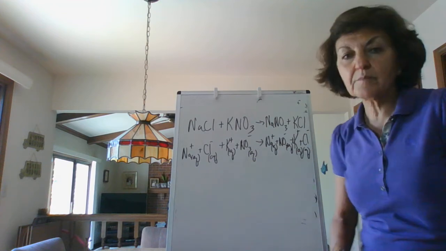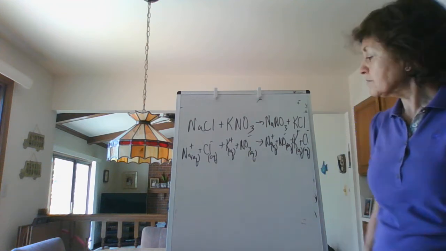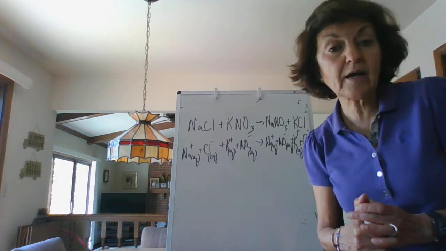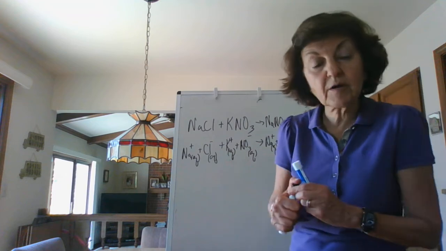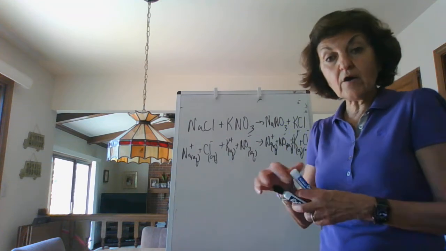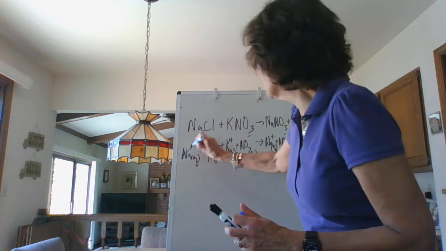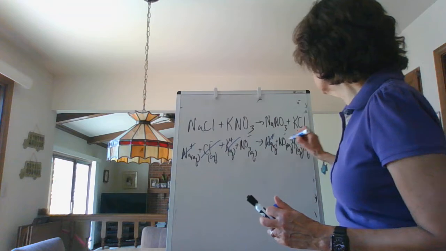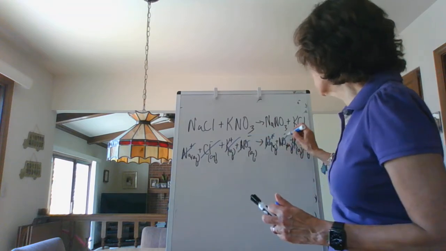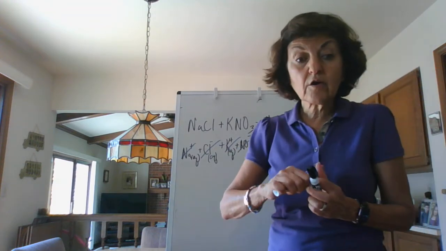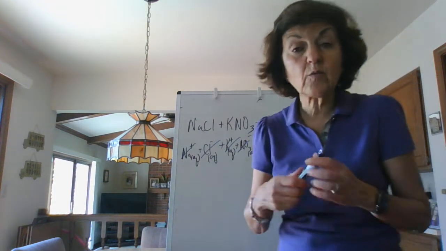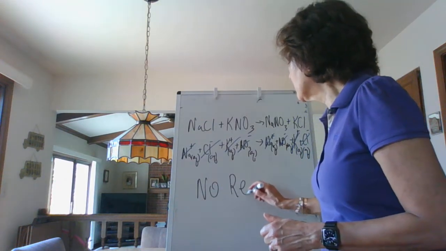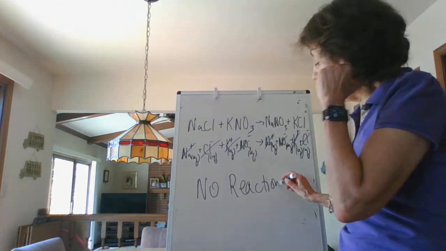Sorry, it's so jammed up. Hopefully you can see. Okay, that's my total ionic. Now I cancel whatever is the same on both sides to get my net ionic. My sodiums cancel, my chlorides cancel, my potassiums cancel, my nitrates cancel. So you see in this scenario that everything cancels. And when that happens, then you write no reaction. So there's no net reaction.